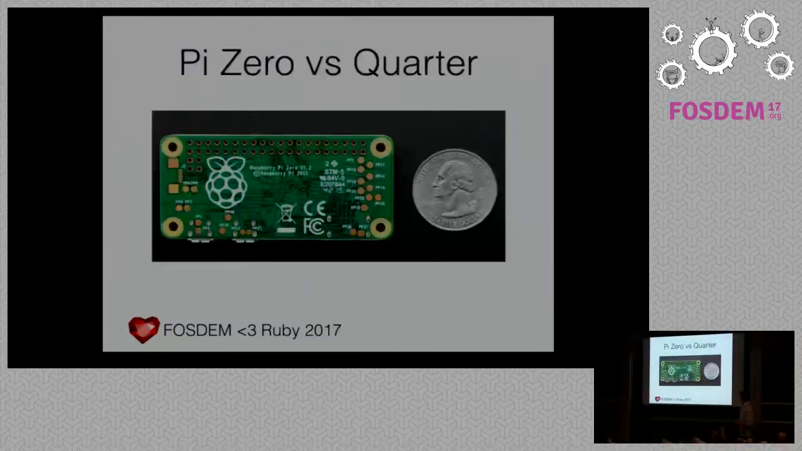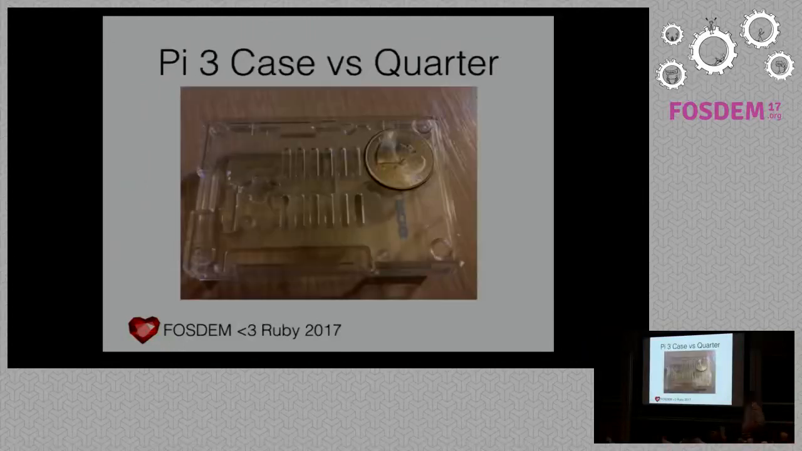To get a little bit of perspective, this is a Pi 0 and that's a quarter. So a Pi 0 is probably the size of your thumb. It's like this. And a Raspberry Pi 3 case is like this. So this case over here is pretty much the size. The Pi 3, which is the one that I bought and I've been using, is the size of a credit card. And this is that case. It's a plastic case for Raspberry Pi 3.